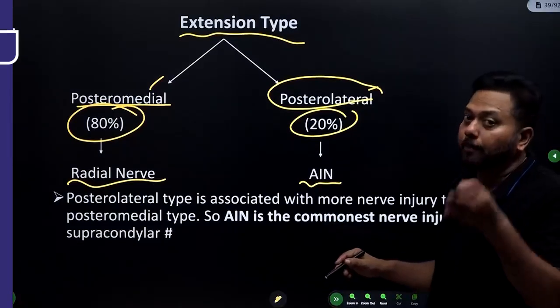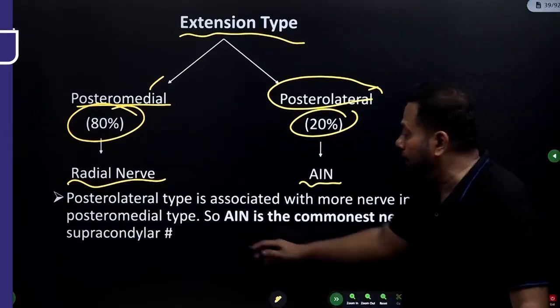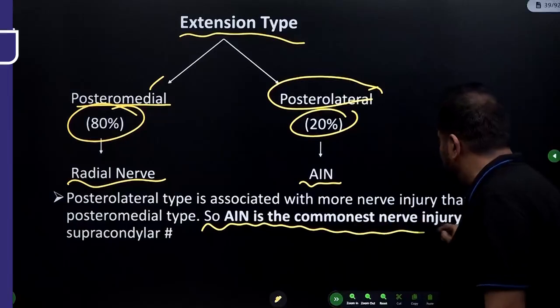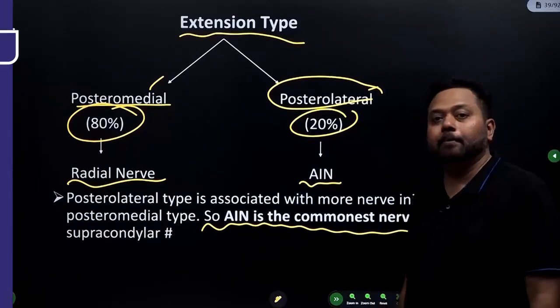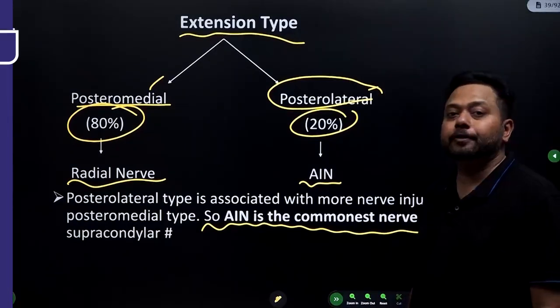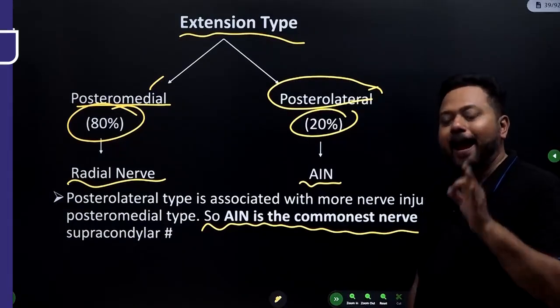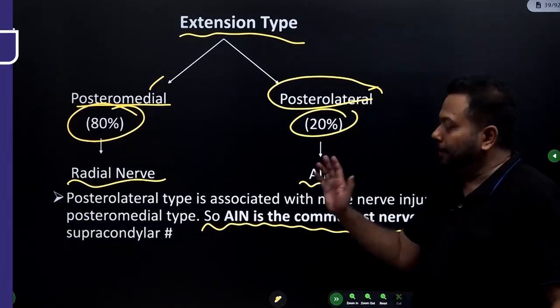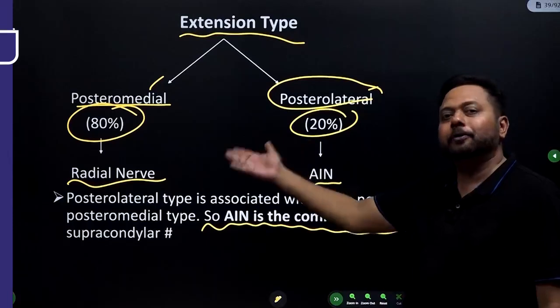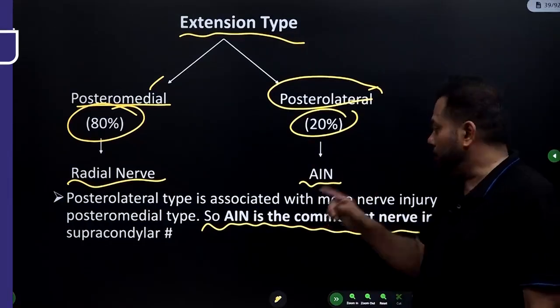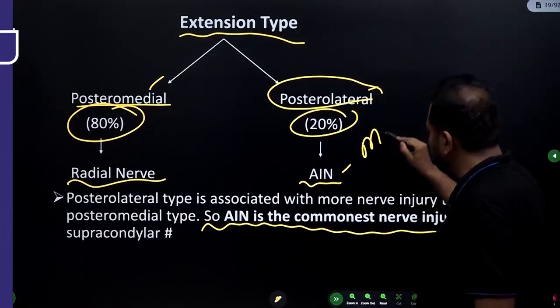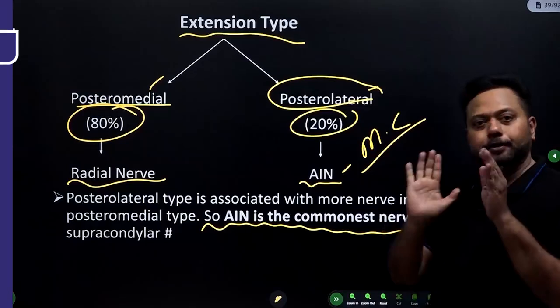So, the most common nerve that is damaged in supracondylar fracture, without doubt, from Chapman and Campbell, is the anterior interosseous nerve. Next to the anterior interosseous nerve is your radial nerve. So the most common nerve is always the anterior interosseous nerve.